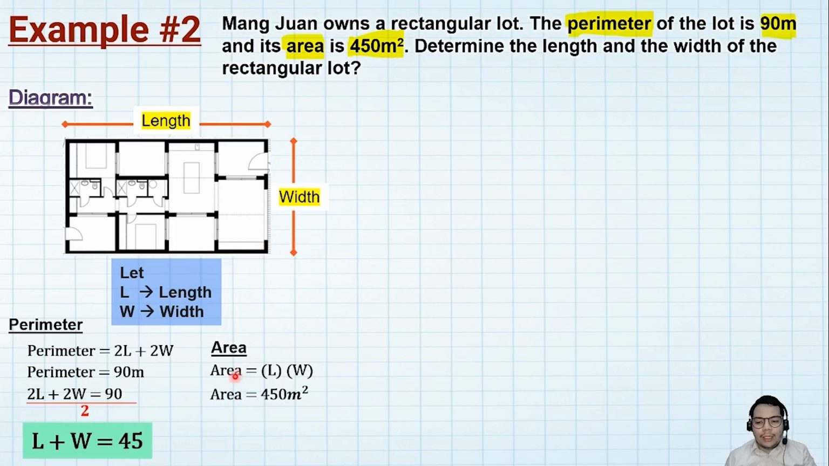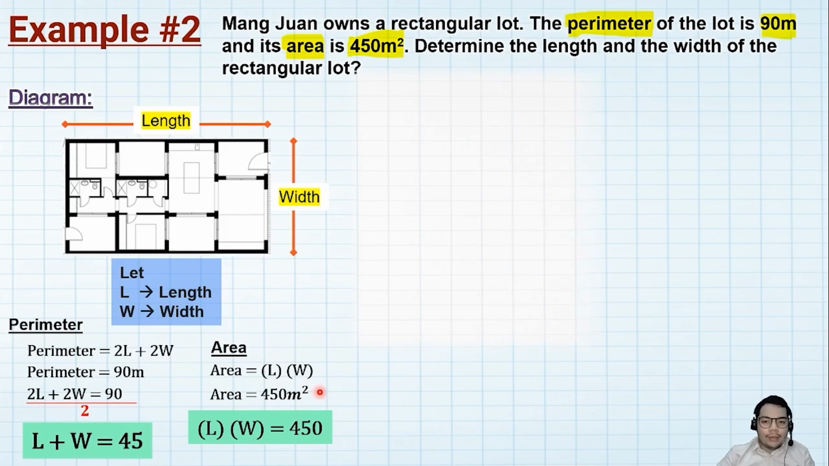So ayan siya. Area is equal to 450 meters squared. So we can say that length times the width is equal to 450. Yan, another equation that can be used later in the formulation of our quadratic equation. So, ayan na. May representation na tayo ng perimeter at saka ng area. So, now we can now use it to formulate the equation.